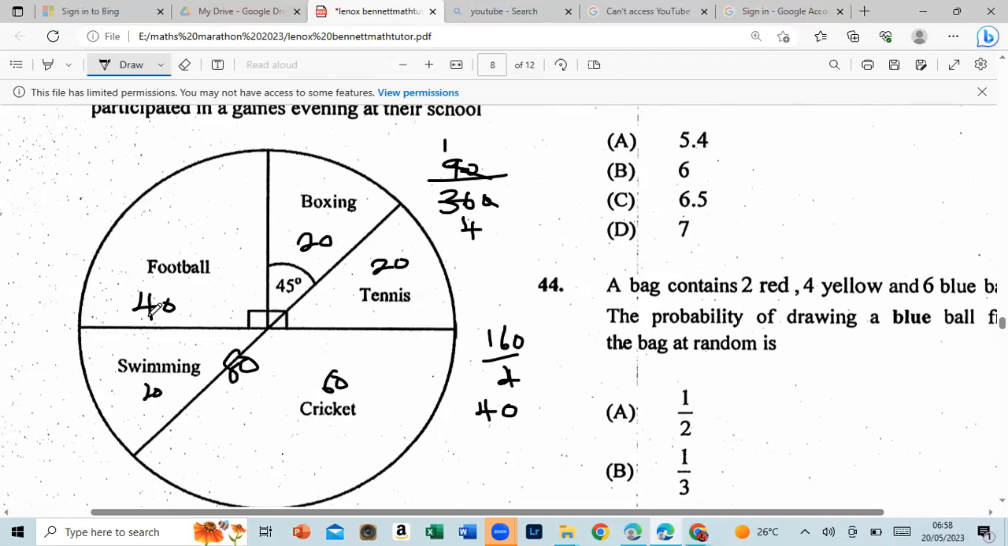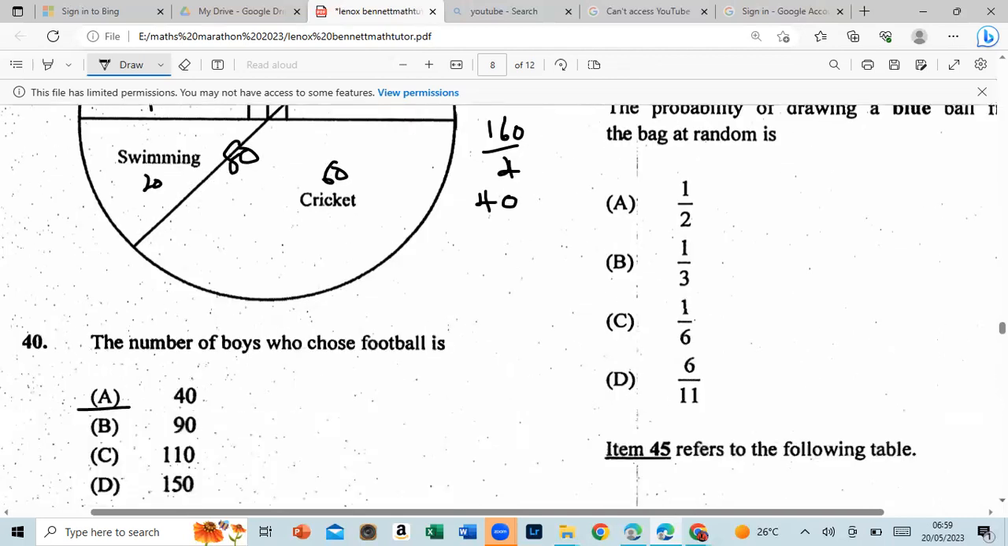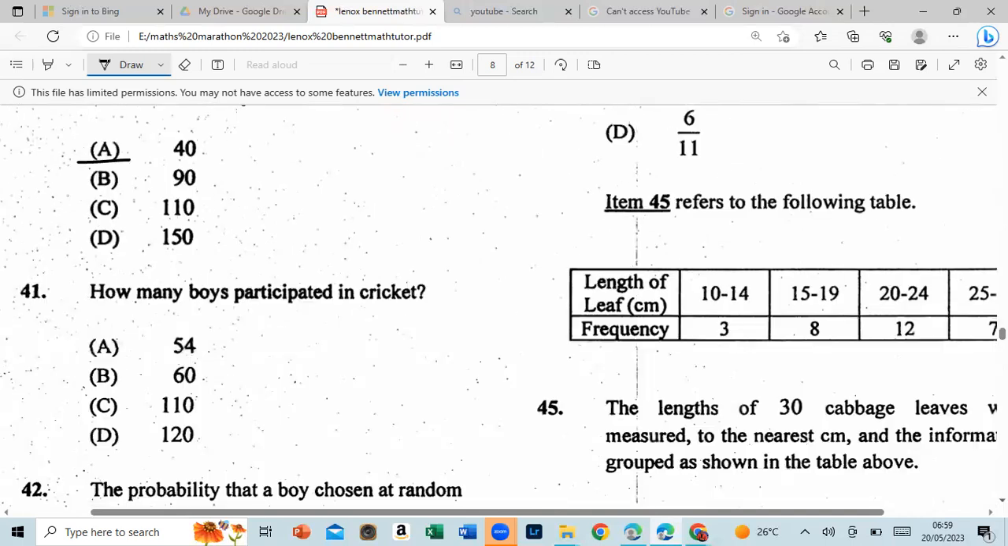So let's add it up: 40, 60, 80, 140 for this and this here. So 60 students like cricket.